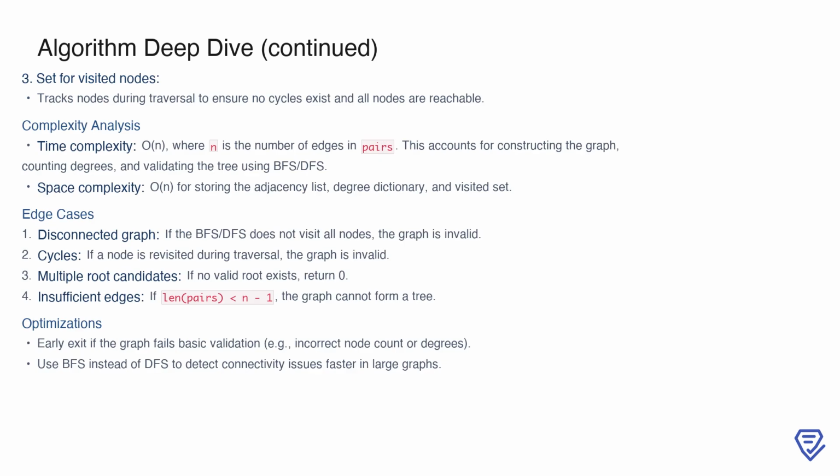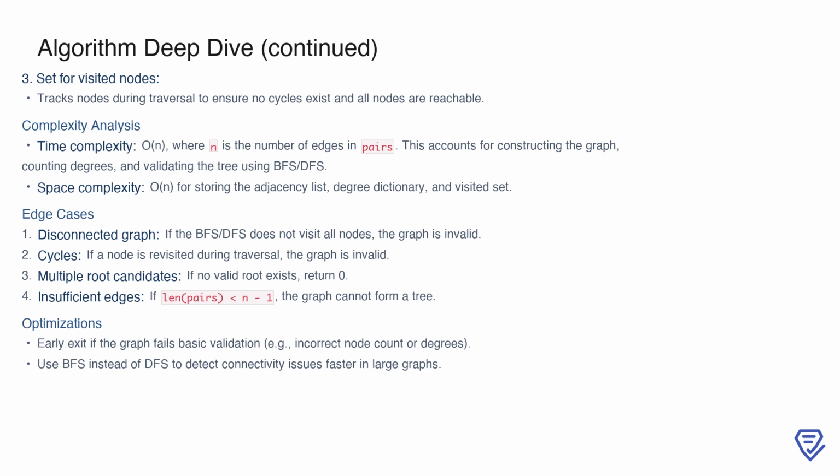To further support the algorithm, we use a set to track visited nodes during traversal. This ensures that we can detect cycles and verify that all nodes are reachable, both of which are essential for a valid tree structure. From a complexity perspective, the time required for the solution is O(n), where n is the number of edges in the input pairs. This accounts for constructing the graph, calculating degrees, and performing BFS or DFS traversals. The space complexity is also O(n), as we need to store the adjacency list, degree dictionary, and visited set.